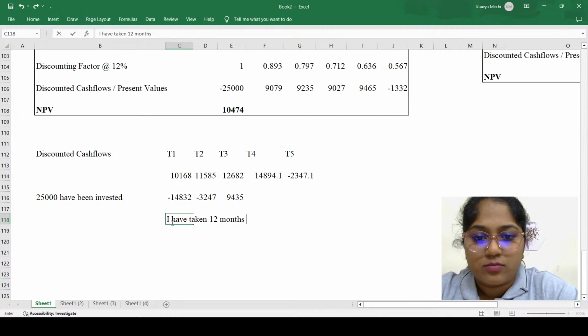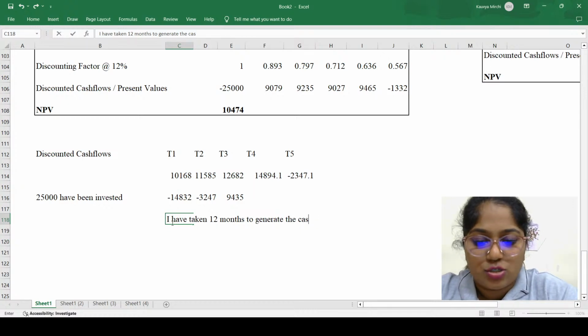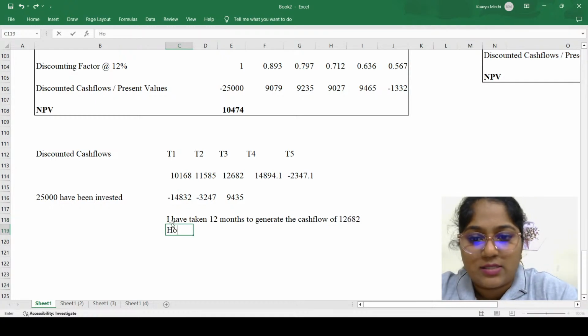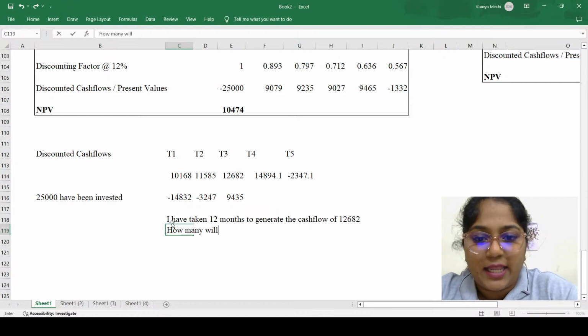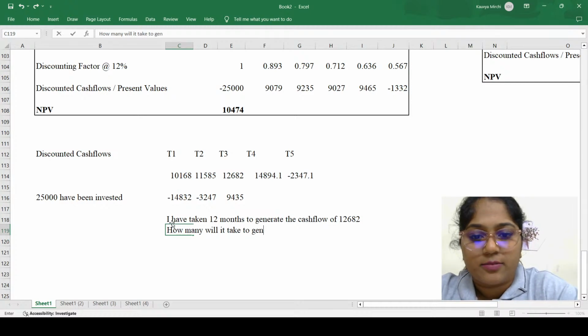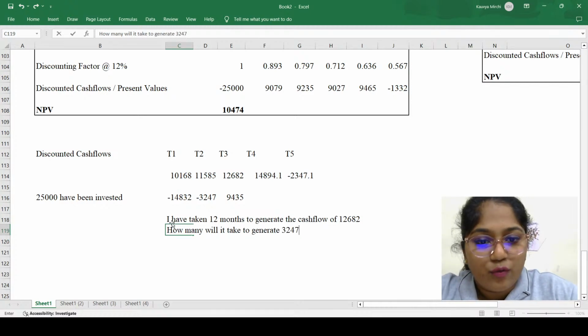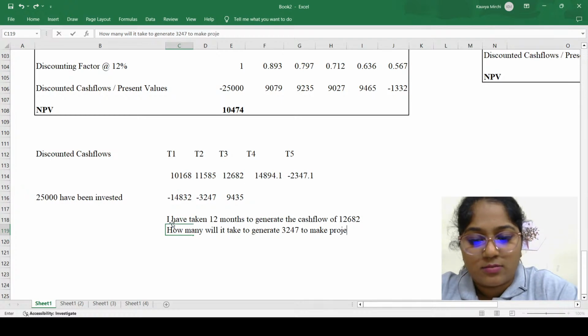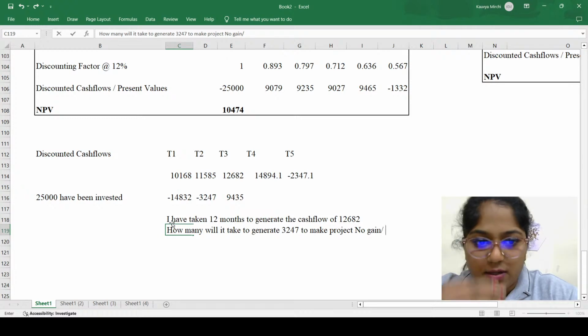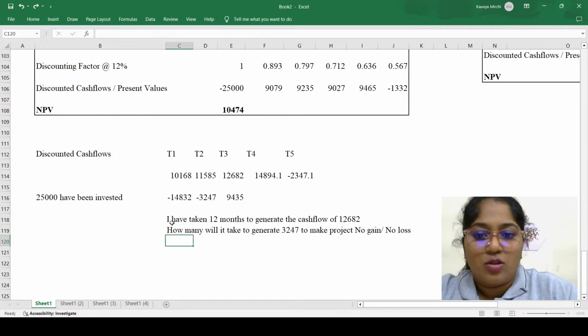So you need to know, I have taken 12 months to generate the cash flow of $12,682,000. How many months will it take to generate 3,247,000 to make the project no profit, no loss, no gain, no loss? That's when we call it the payback period, right? No gain, no loss. So how many months will it take?